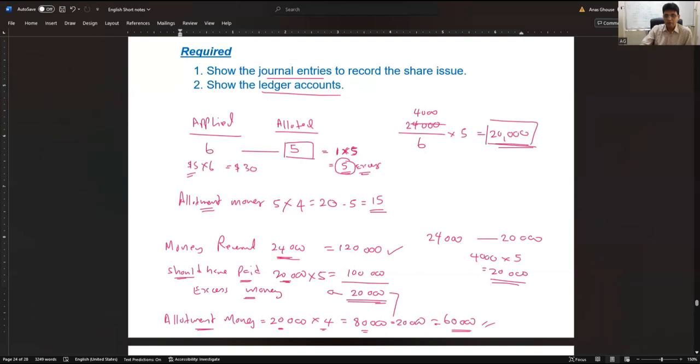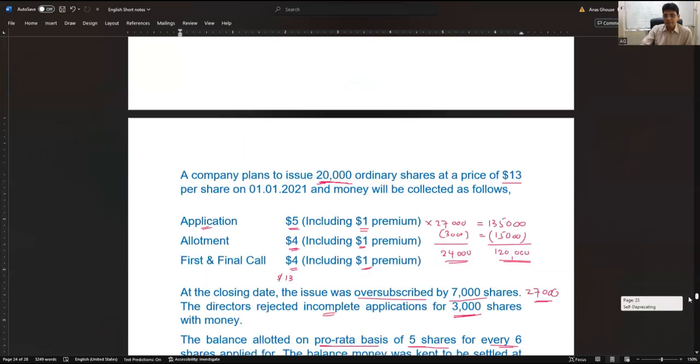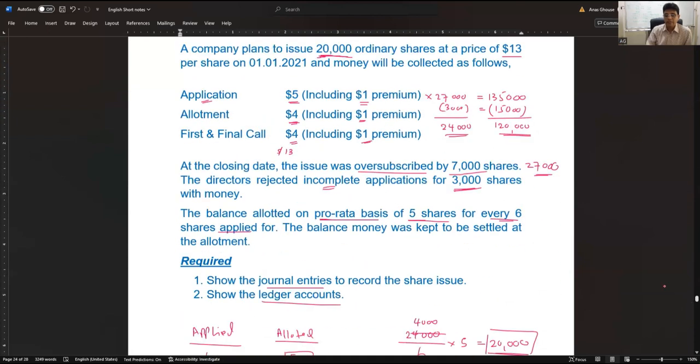First of all, you have to record the amount received on 27,000 applications, which is the first entry. For this first entry, 135,000, you need to debit the bank account and you need to credit the application and allotment account. Second one is the rejection of the applications, which is 3,000 applications. The total amount is 15,000. So you need to credit the bank account and debit the application and allotment account with 15,000.